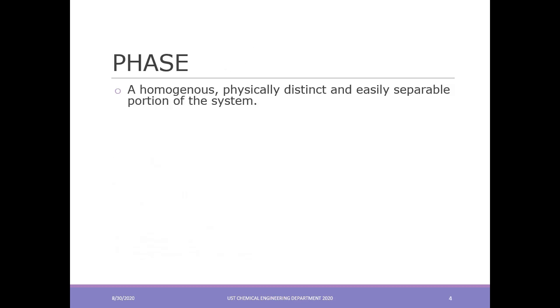Next, let's talk about phase. It is a homogeneous, physically distinct, and easily separable portion of the system. It may be composed of one or more substances. You know the common phases of matter, the solid, liquid, and gas phases. It is also worth noting that there are several phases of solid for some substances, such as the black and white allotropes of phosphorus. We will discuss the different phases of solids more when we get to the phase diagrams.